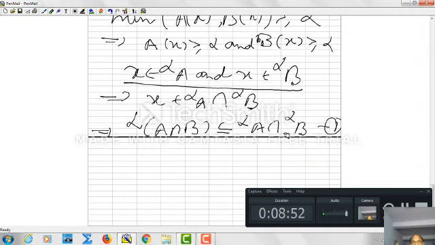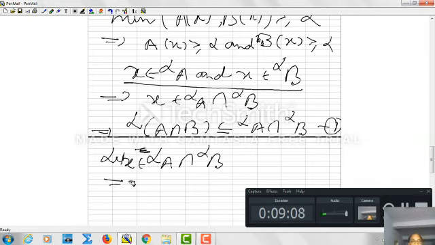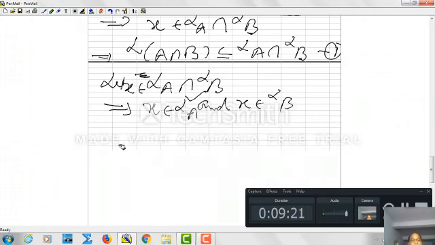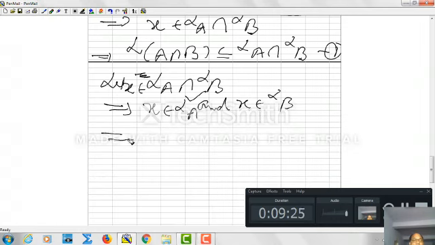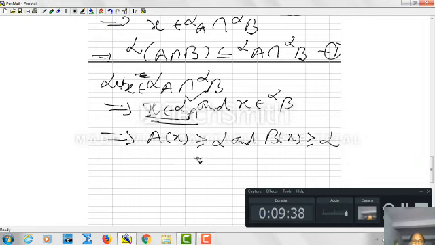Now we want to show that this is a subset of this one. So let x belong to alpha cut of A intersection alpha cut of B. By the definition of intersection we know that x belongs to alpha cut of A and x belongs to alpha cut of B. This implies x belongs to alpha cut of A, it means A(x) is greater than or equal to alpha, and B(x) is also greater than or equal to alpha.